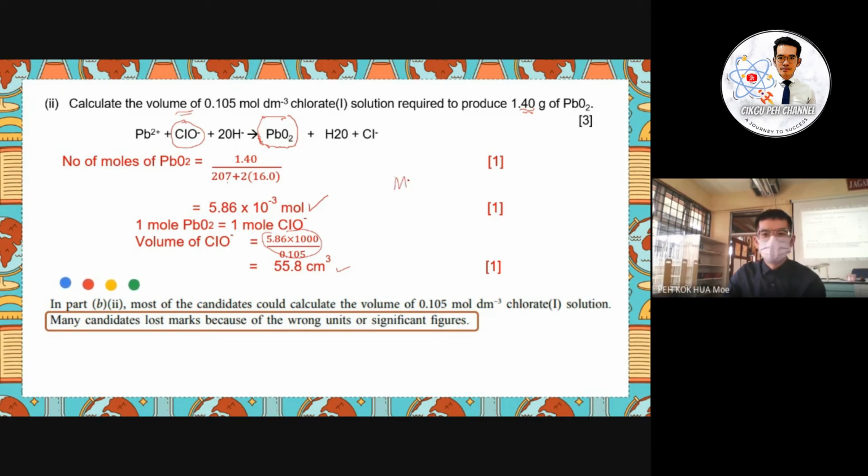So moles equal MV over 1000. You rearrange to get this one: moles times 1000 divided by the molarity given here. So you get 55.8. The mistakes made by students here were the wrong unit and the wrong significant figure. Here all are 3 significant figures, you see, so the answer must be given with 3 significant figures. We keep according to the significant figures from the question. So here it will be 3.